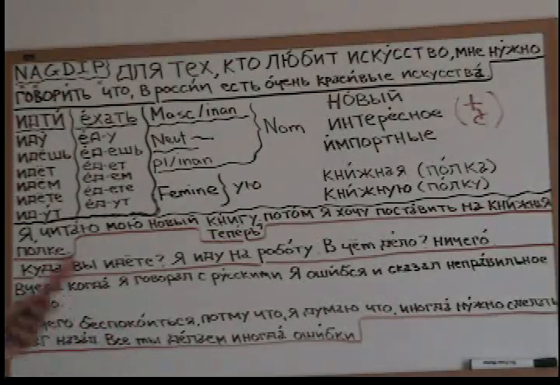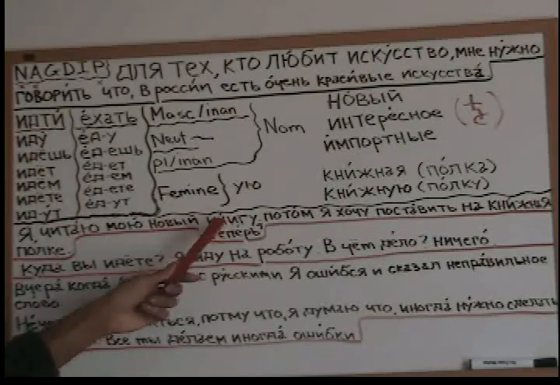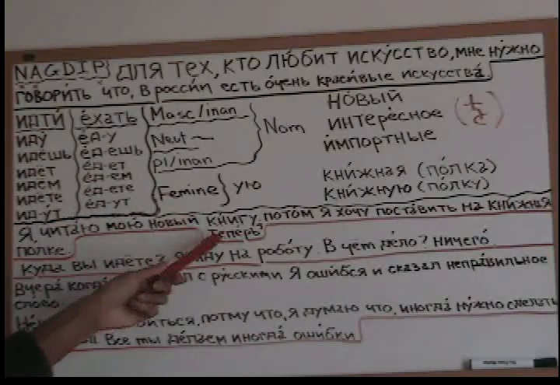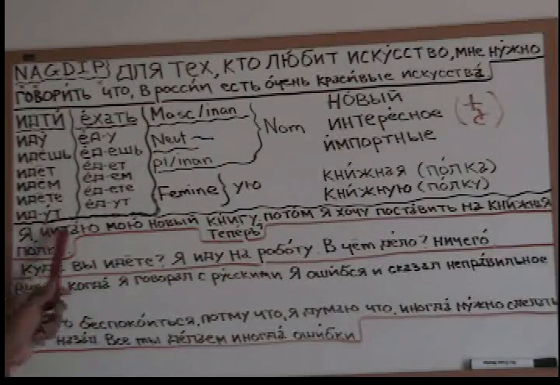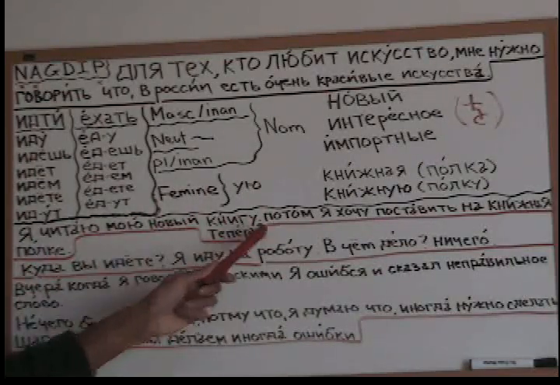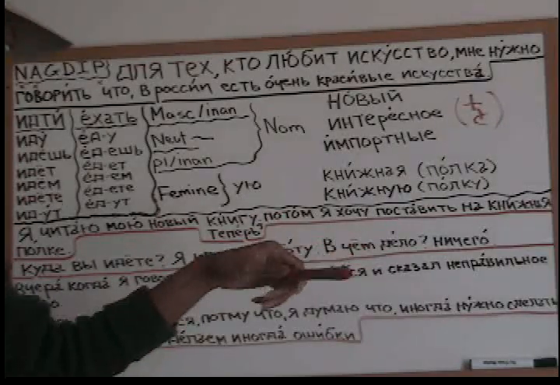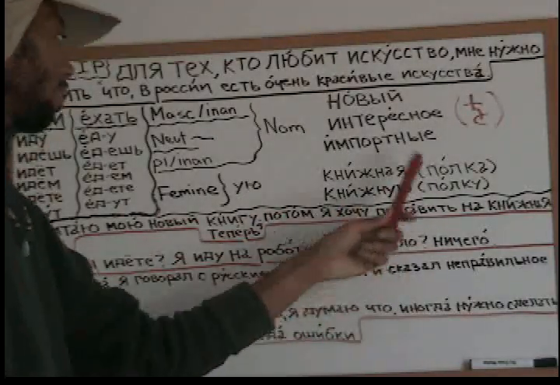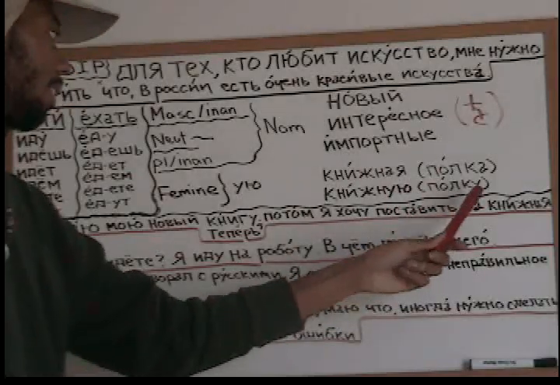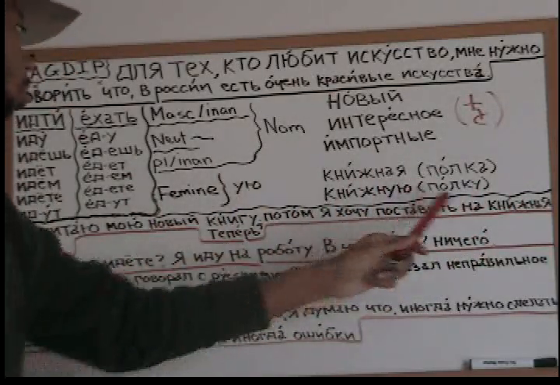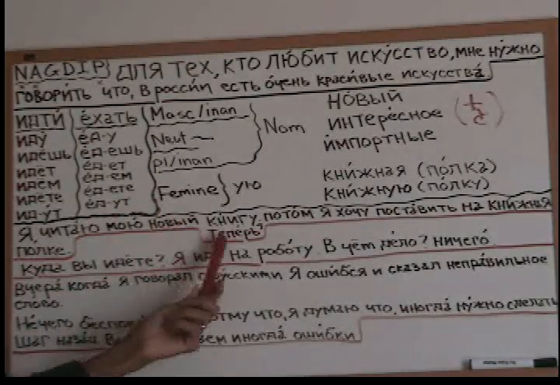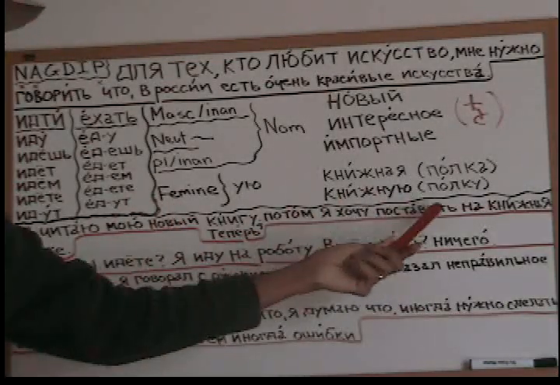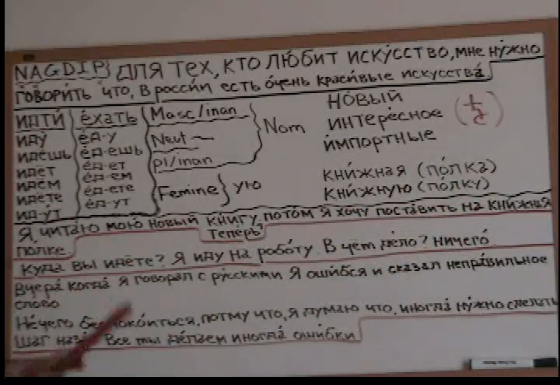Okay, so let me translate and then I'll break some stuff down here. So I am reading my new book now. Oh, I missed теперь. It should have gone there. Теперь is now. So I am reading my new book now. Потом, after that or afterwards, я хочу поставить, I want to put, на книжной полке, on the bookshelf. Afterwards, I want to put it on the bookshelf.